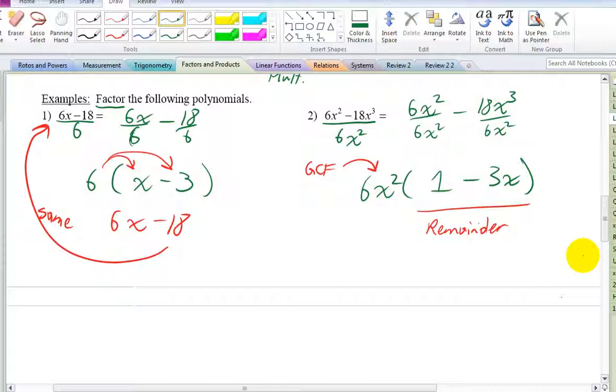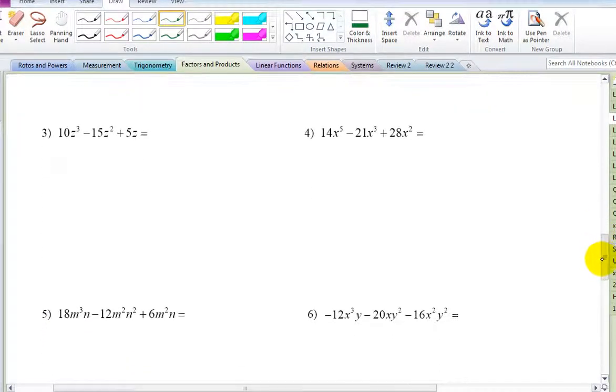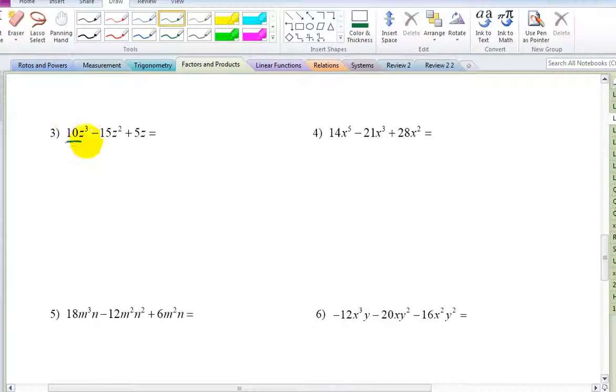Okay, thumbs up, down in the middle. What would you say? Good. All right, so let's do a couple more practice ones. Turn it over. What's your GCF? Dion? Any ideas? GCF? 10, 15, and 5? Good. And what about your letters? Good. So divide each one by 5z.